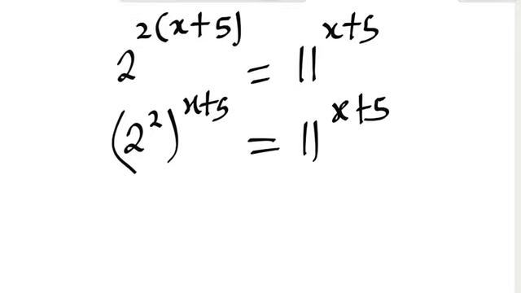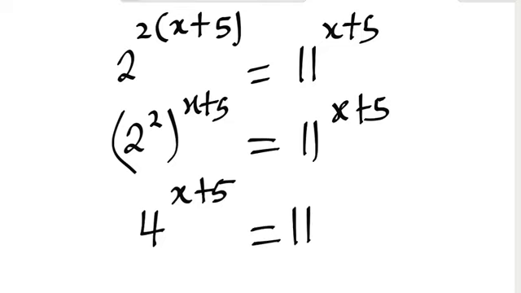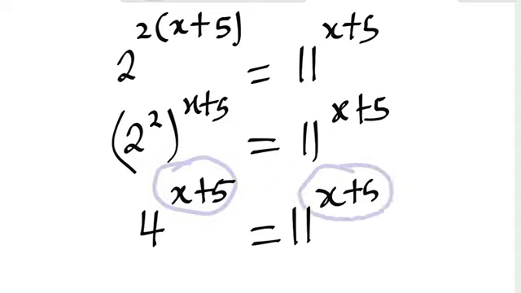So now from there, we're going to have 2 raised to power 2, which is 4, to the power of x plus 5, then equals 11 to the power of x plus 5. Now looking at these two powers, you can see that they are the same. And you know that the only thing that can satisfy this equation is when these powers, x plus 5, is equal to 0. Are you getting it?